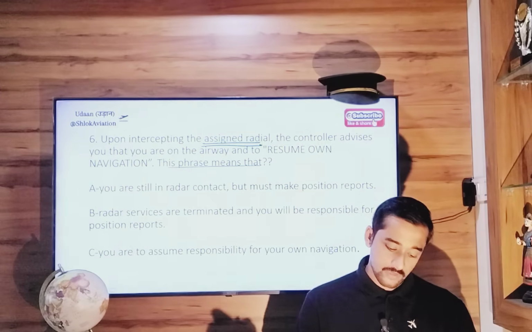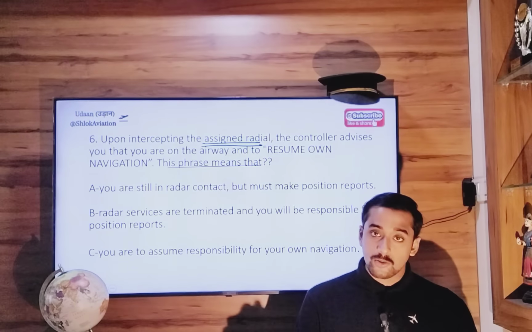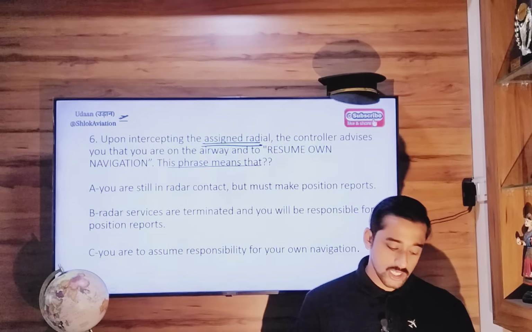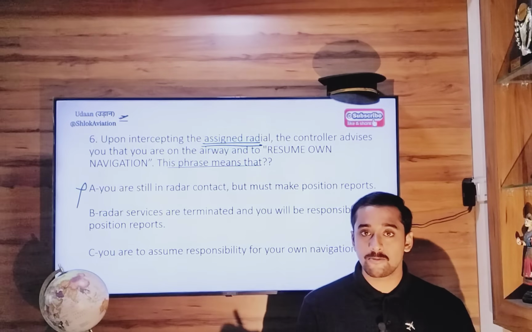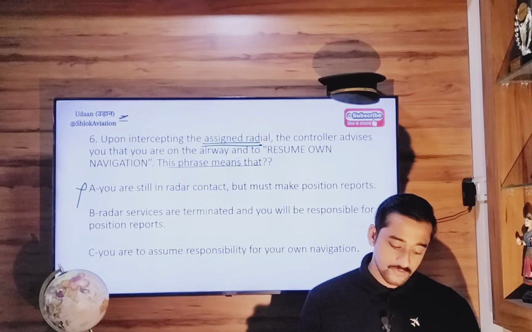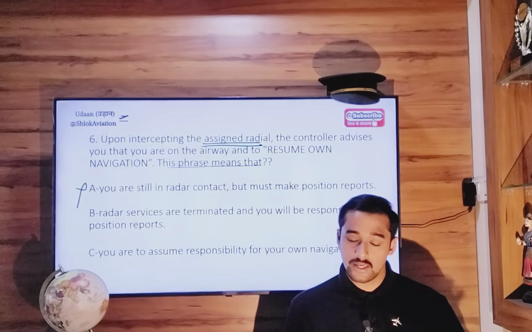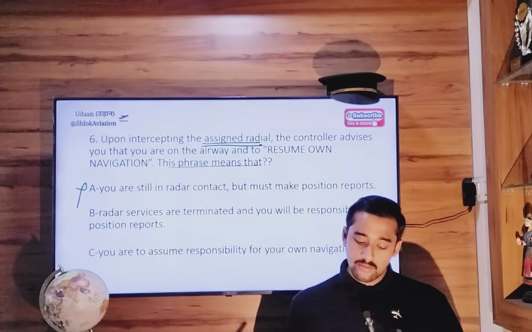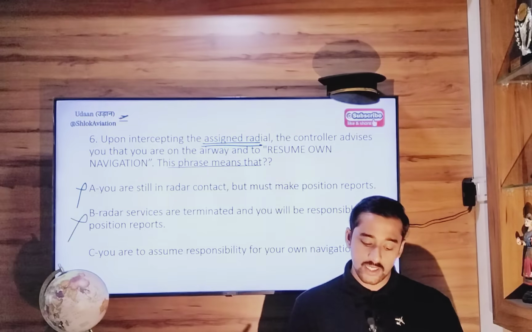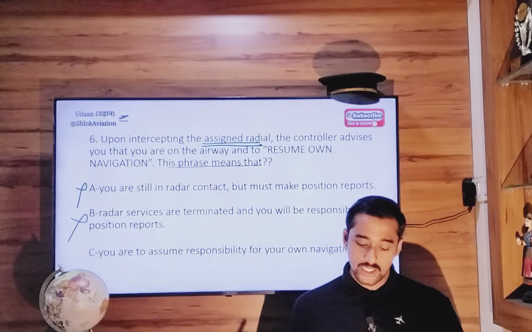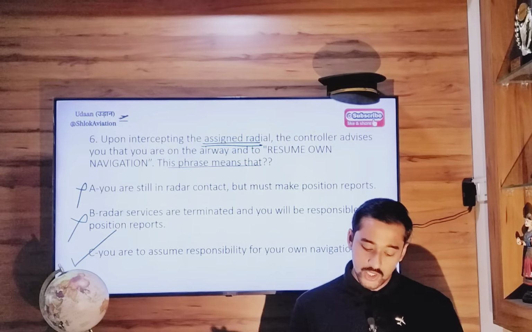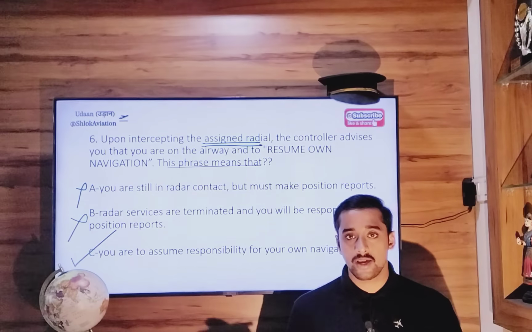Apart from that, let's see what these options have for us. You are still in radar contact but must make position reports. Just now I clarified you need not make any position reports as long as you are in radar contact with ATC. Radar services are terminated and you will be responsible for position reports. No, radar service doesn't get terminated with this phrase, resume own navigation. You are to assume responsibility for your own navigation. That is right.